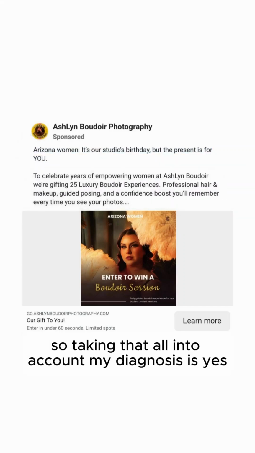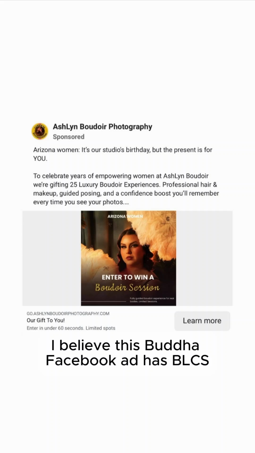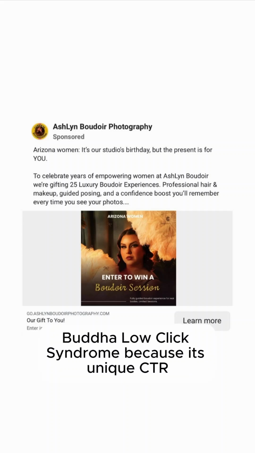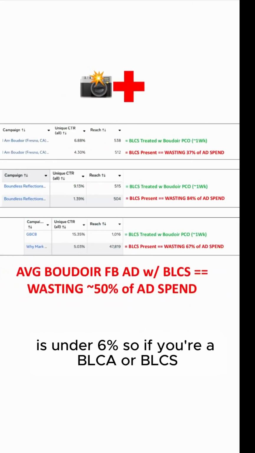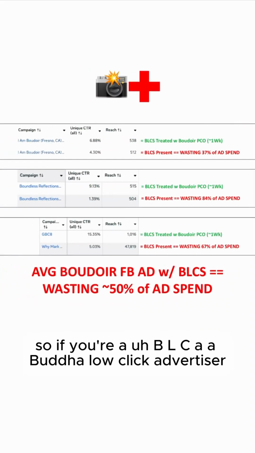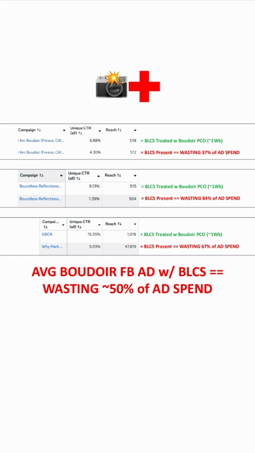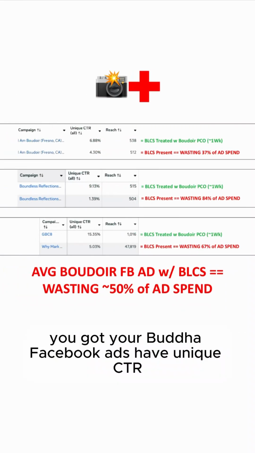So, taking that all into account, my diagnosis is yes, I believe this Boudoir Facebook ad has BLCS, Boudoir low click syndrome, because its unique CTR all is under 6%.